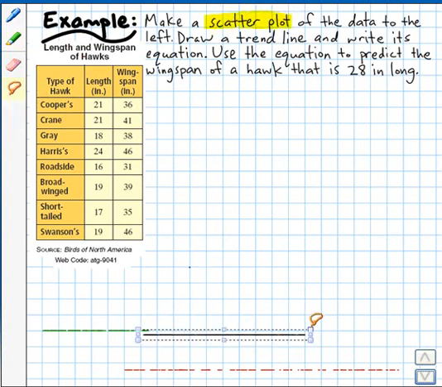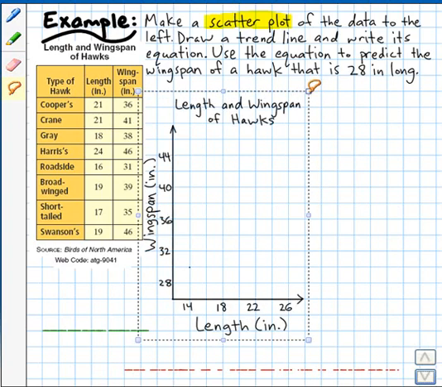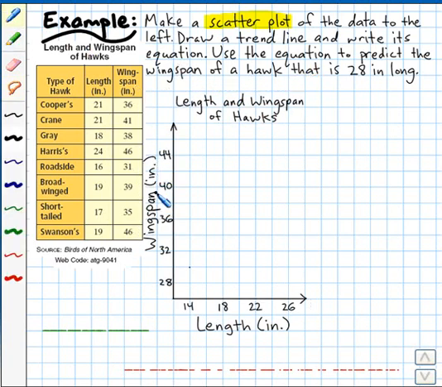Here is the setup for our axes for the scatter plot. You can see that the vertical axis is labeled wingspan and the horizontal axis is labeled length. Remember, to make a scatter plot, you want to plot the two sets of data as ordered pairs. So the first ordered pair we want to plot is (21, 36). That is the point that you see right here.